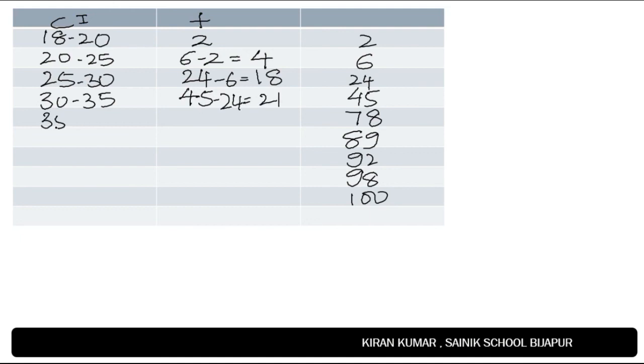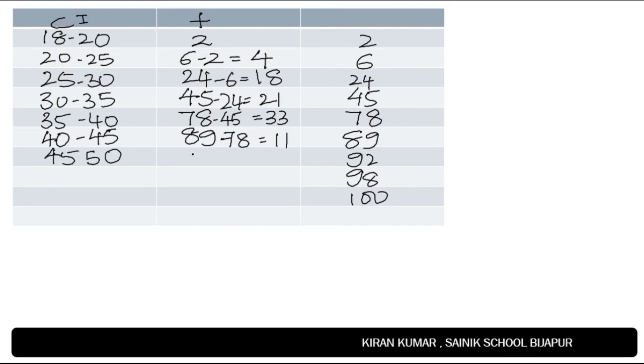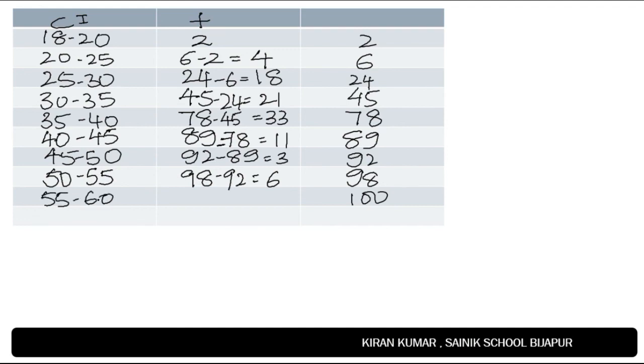Next is 35 to 40. We need to subtract 45 from 78. We'll be getting 33. Next is 40 to 45. It is 89 minus 78, which is 11. Next is 45 to 50. We have 92 minus 89. This will be equal to 3. Next is 50 to 55. 98 minus 92, which is 6. Next is 55 to 60. It is 100 minus 98, which is 2.